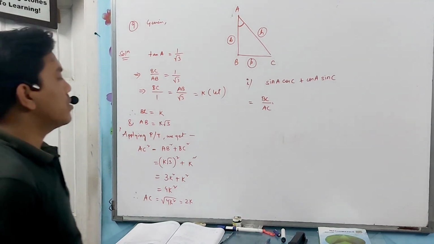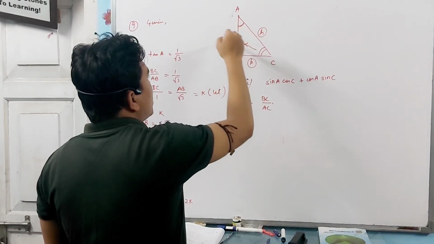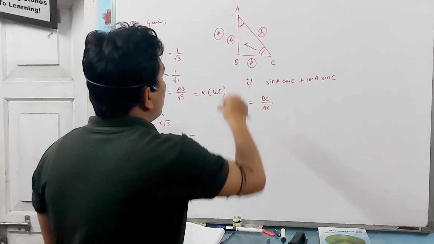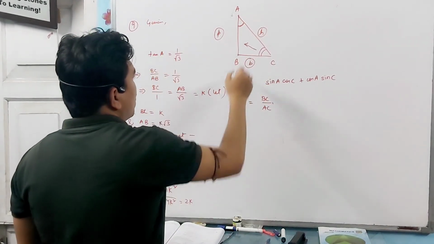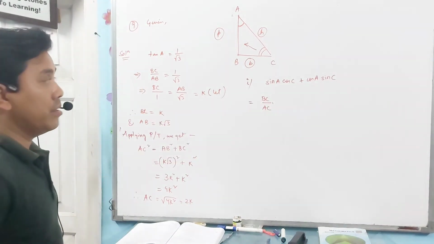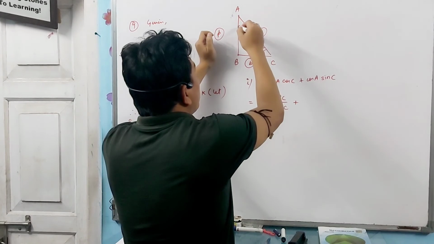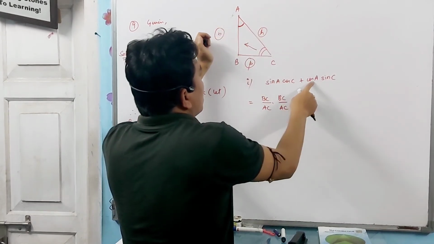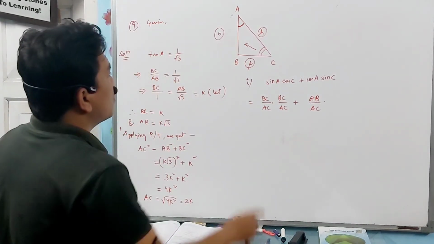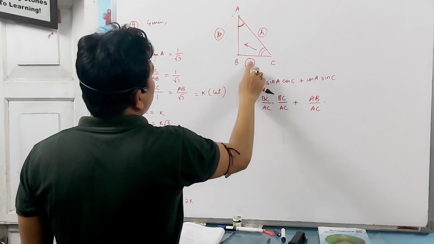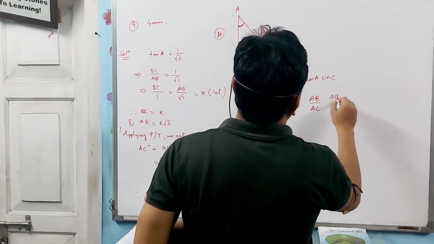Cos C: in case of this angle, the perpendicular will be this, because the side opposite to C is AB. This will become the base, and this is already the hypotenuse. So cos C will be BC by AC. Plus cos A: again, in this case this will be the perpendicular and this will become the base, so it will be AB by AC. And sin C, in case of this angle, this will be the perpendicular and this will be the base, so sin C, perpendicular by hypotenuse, will be AB by AC.